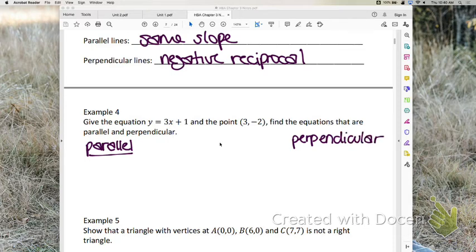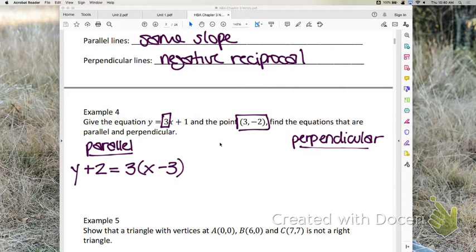We're going to do two at once here. All right, so let's handle parallel first. Parallel means same slope. So looking at that, what slope am I using? 3. I don't care about anything else in that line. I just care about the 3. Then I have the point 3, negative 2. So where do I go from here? Point slope. y minus y1 is going to turn into plus 2 equals 3 times x minus 3.